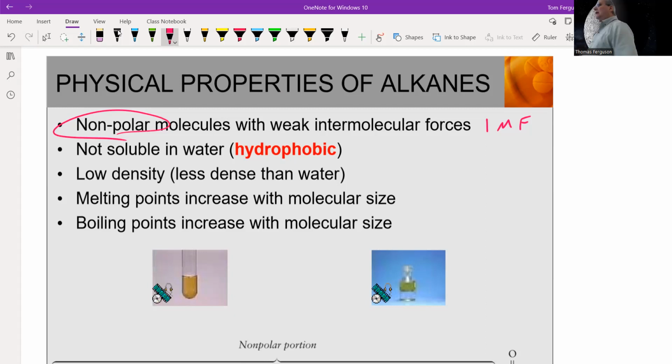Non-polar molecules. There's no oxygen or sulfur or nitrogen in there, just carbons and hydrogens. That means it's non-polar, with very low intermolecular forces. Hence, it's got a low boiling point, low melting point, and low surface tension.